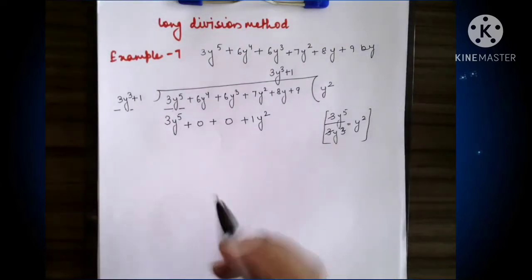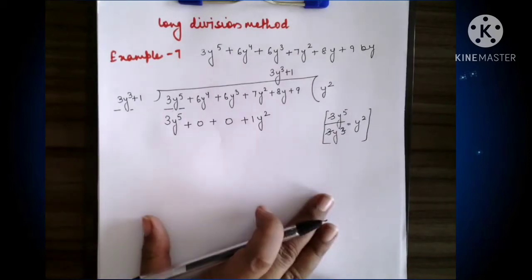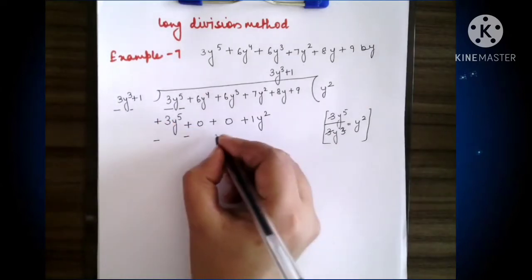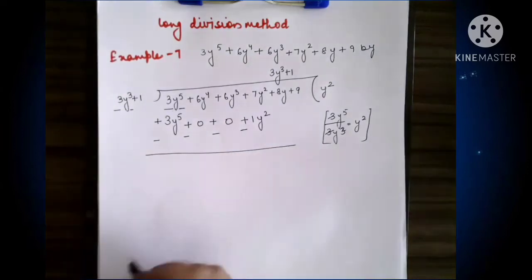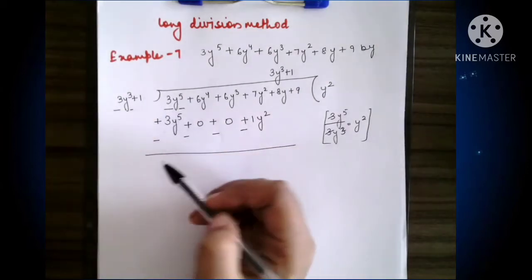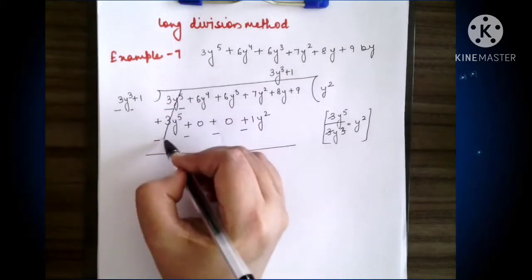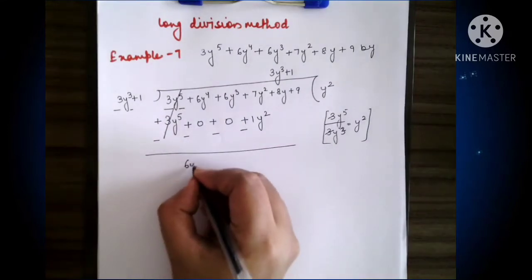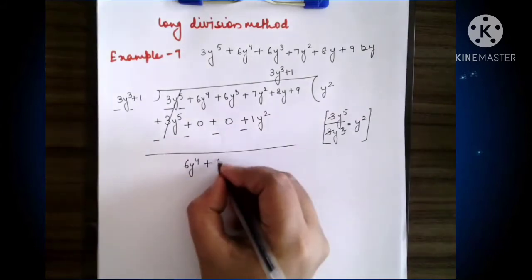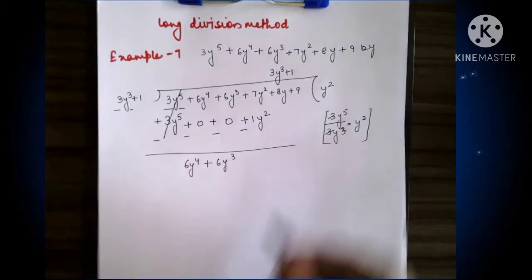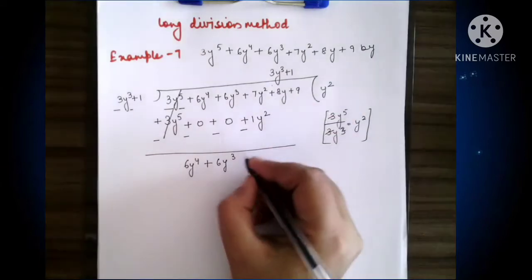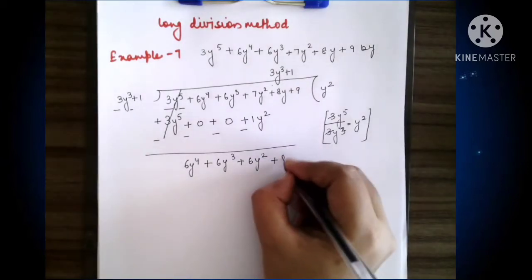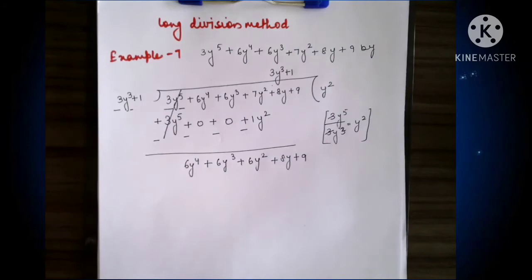Now, after this we have to subtract. You know, when we subtract the polynomial, we have to change the sign. Plus becomes minus, minus becomes plus. 3y raised to the power 5 minus 3y raised to the power 5 will cancel. First term will cancel. 6y raised to the power 4 minus 0, that is your 6y raised to the power 4, plus 6y cube. Now 7y square minus 1y square, it is your 6y square, है ना, plus 8y plus 9. This is our new dividend.